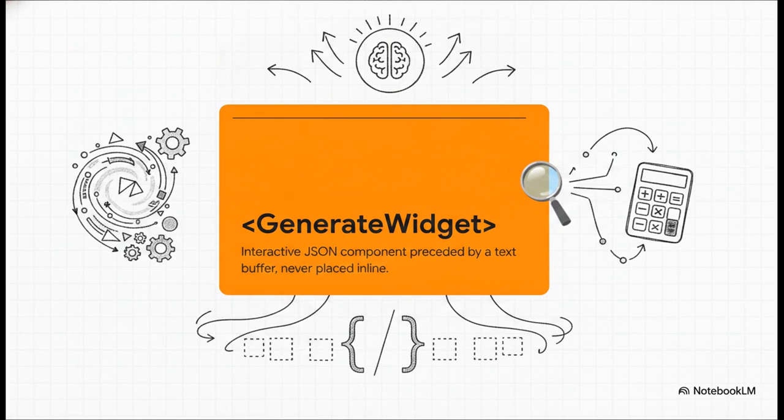The widget has to be preceded by a direct text answer, and the widget data itself has to be a JSON object wrapped inside fenced code blocks. There is absolutely no inline placement allowed. It's all about protecting that user experience by building a solid text-first buffer.